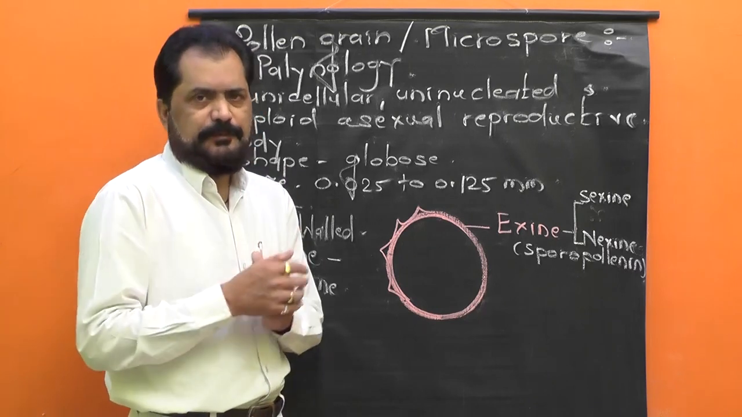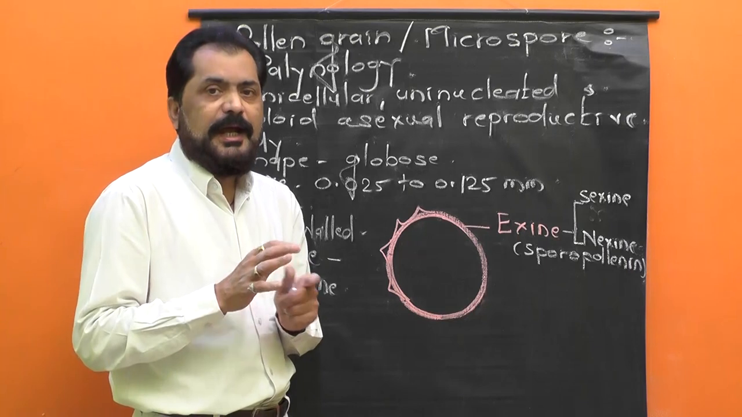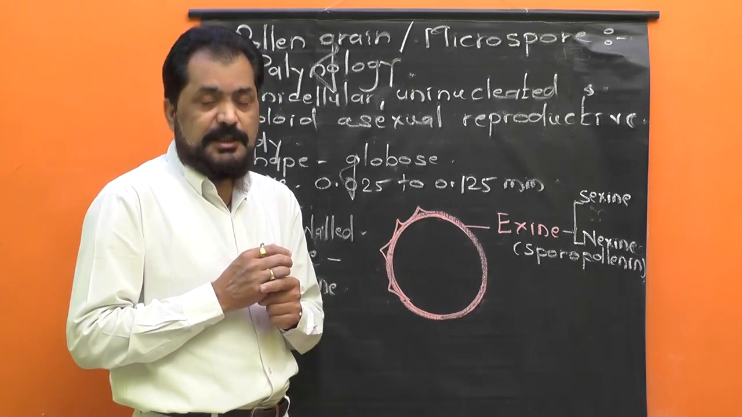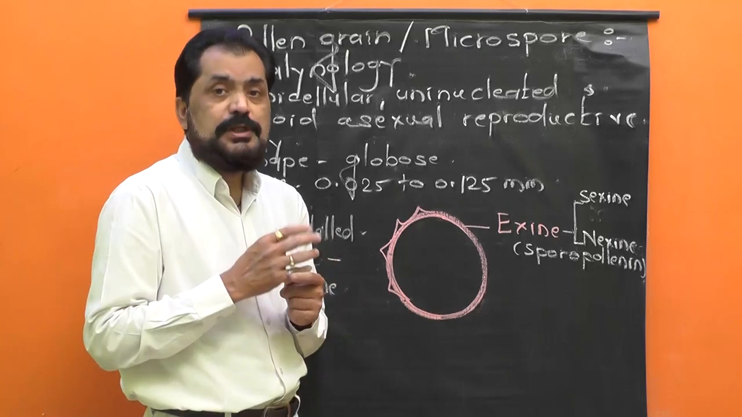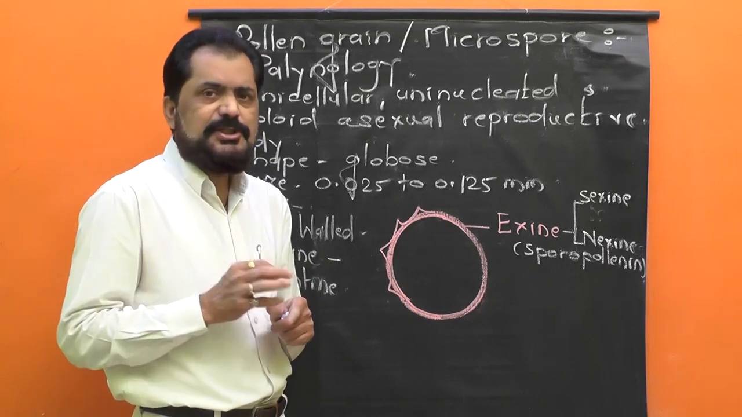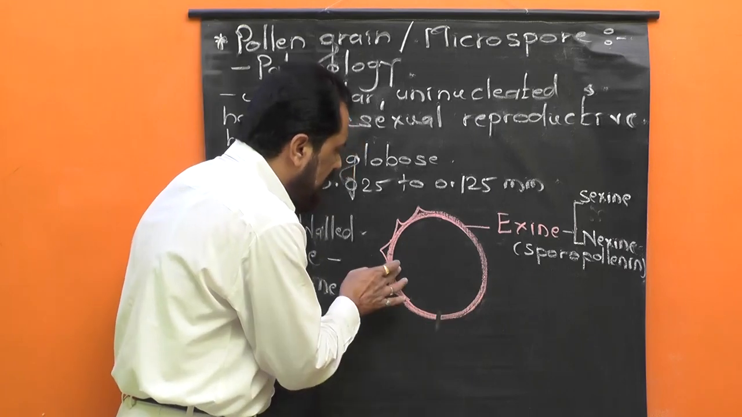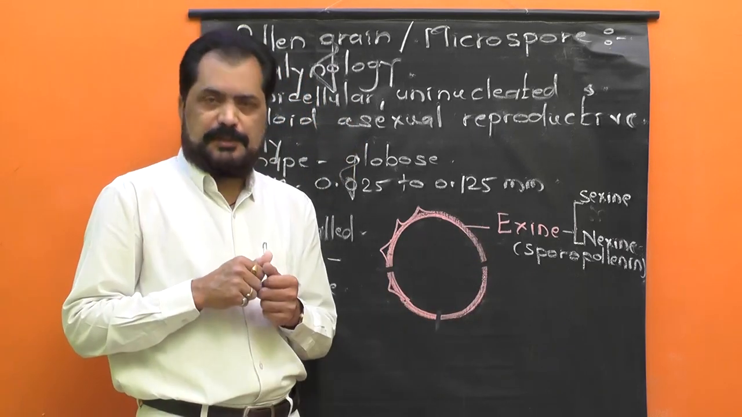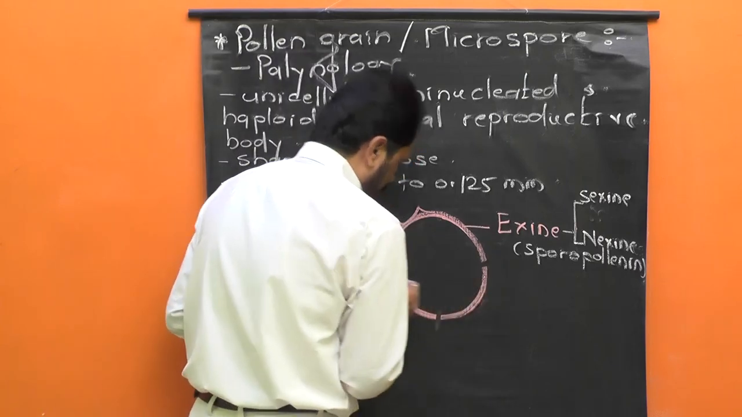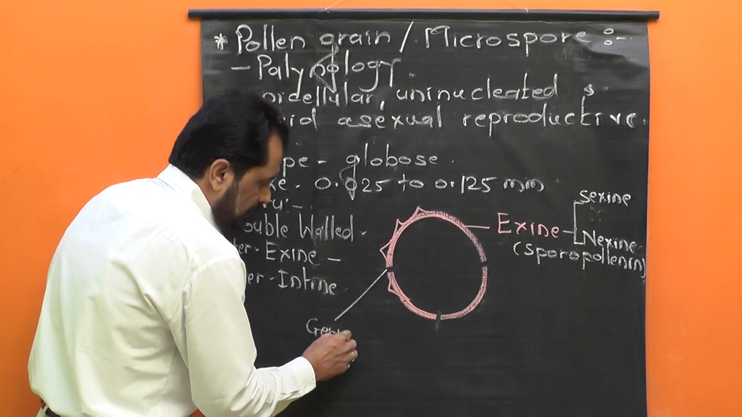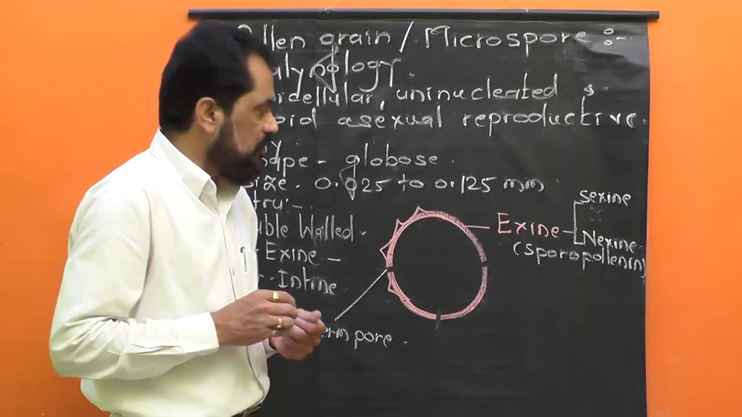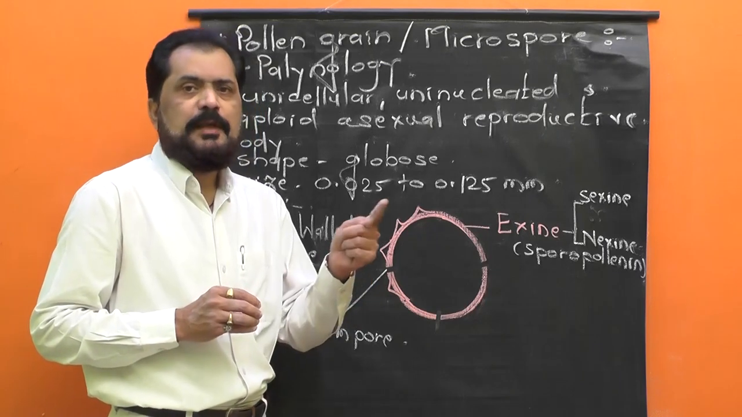Now this exine is absent or very thin at some region. It is better to say this exine shows absence of sporopollenin at certain regions, and at such regions where the sporopollenin is absent, small openings are present, or thin areas where sporopollenin is absent. Those thin areas are known as germ pores or germ furrows or germ apertures.